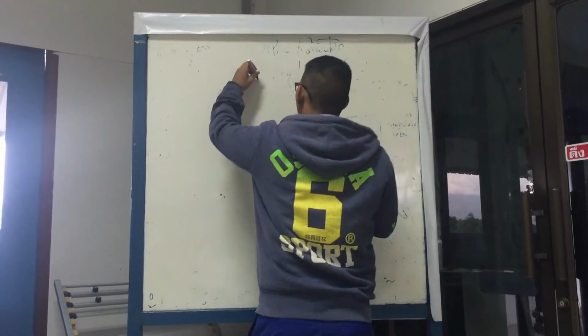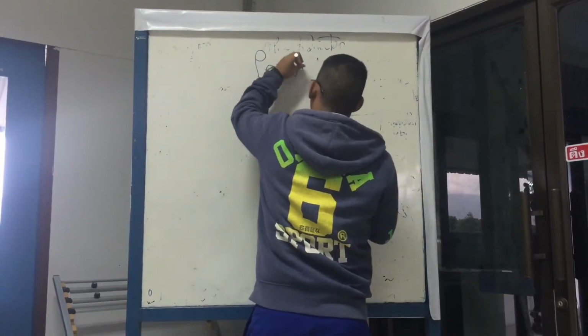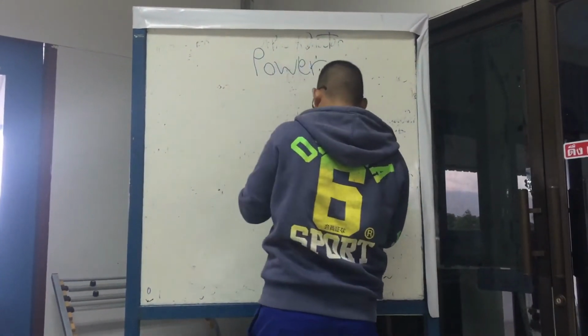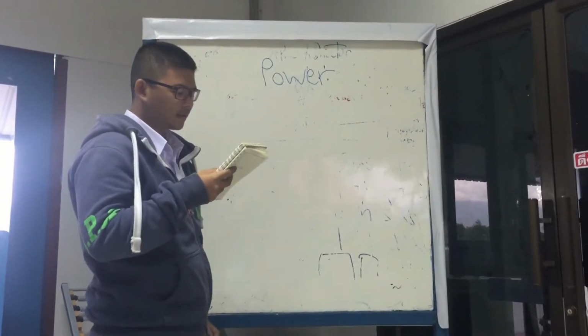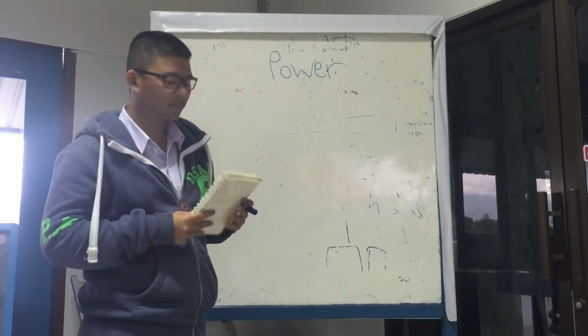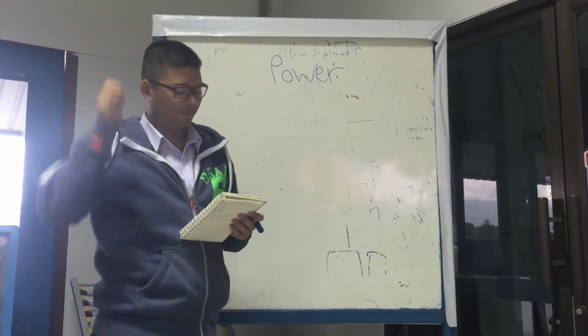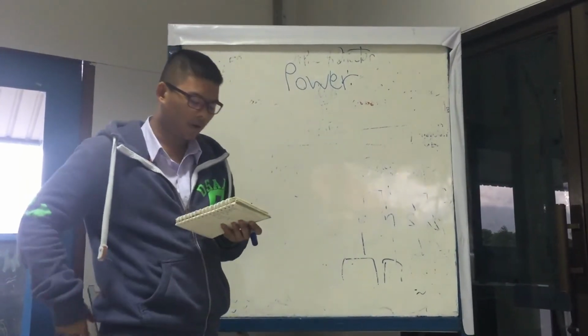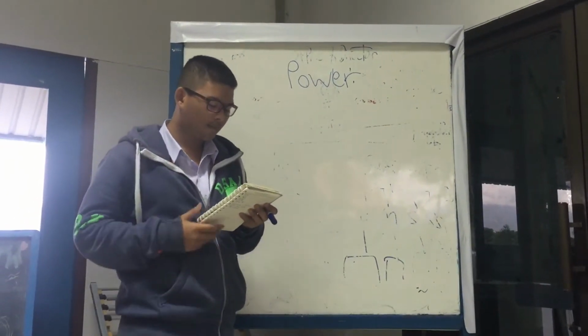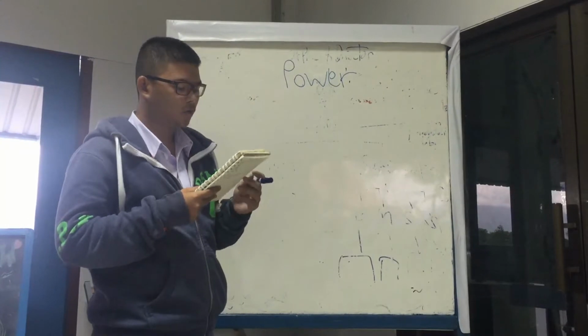Okay, now I'm going to talk about power. Power is the rate of doing work. It's the amount of energy consumed per unit time. Having no direction, it is a scalar quantity. In the SI system, the unit of power is the joule per second.